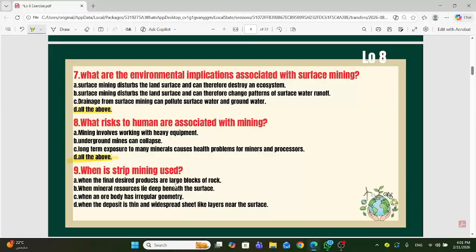طيب when is strip mining used؟ When the final desired product are large block of rock. لا. When mineral resources lie deep beneath the surface. لا. When an ore body has irregular geometry. لا. When the deposit is thin and widespread sheet like layers near the surface.